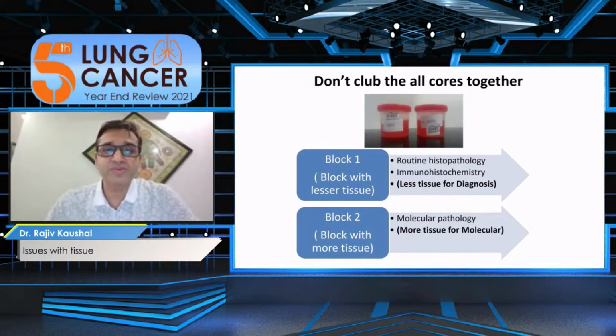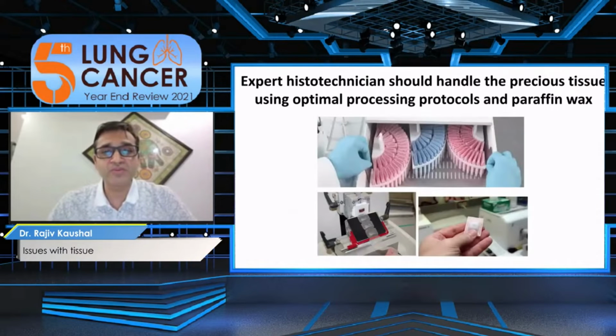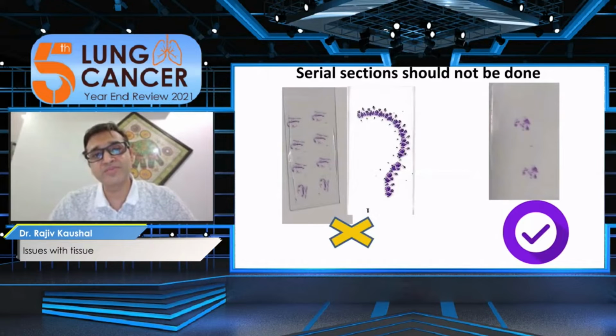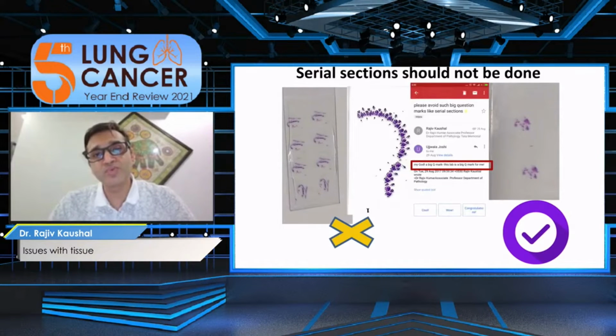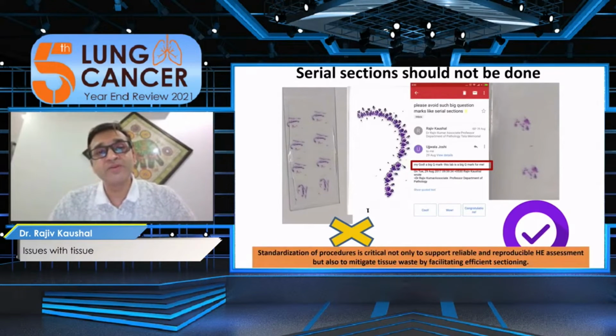So with a sample, although these are small biopsies, they should also be divided into two blocks. We routinely make two blocks: one block we use for the diagnostic work, and the other block we send for the molecular. It has to be kept in mind that only expert technicians should handle this precious tissue. Otherwise, we have seen some inexperienced histotechnicians waste a lot of tissue, and sometimes they give multiple serial sections, which is of no use, especially if you are dealing with a malignancy.